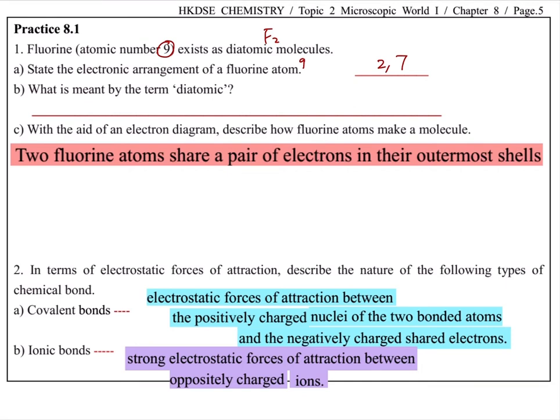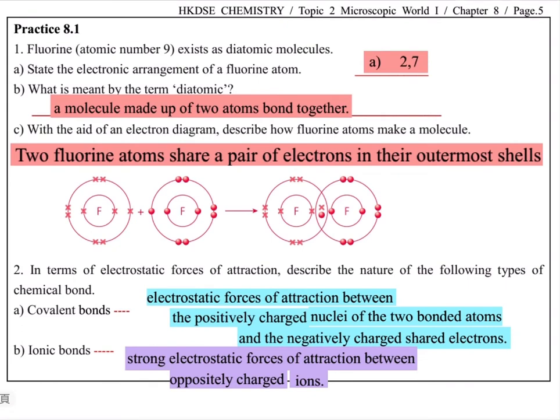And then C, with the aid of an electron diagram, describe how fluorine atoms make a molecule. So firstly, a molecule made up of 2 atoms bonded together means diatomic. And then for electron diagram, it will be like this, showing how fluorine atoms make a molecule. So firstly, because fluorine has 7 outermost shell electrons, it needs to share 1 electron with another fluorine atom. Remember that if we need 1 electron, then we need to share 1 electron out.